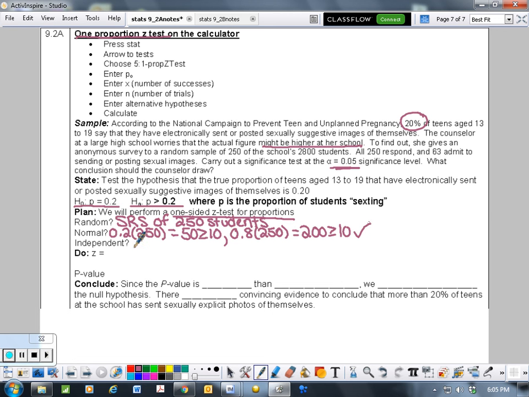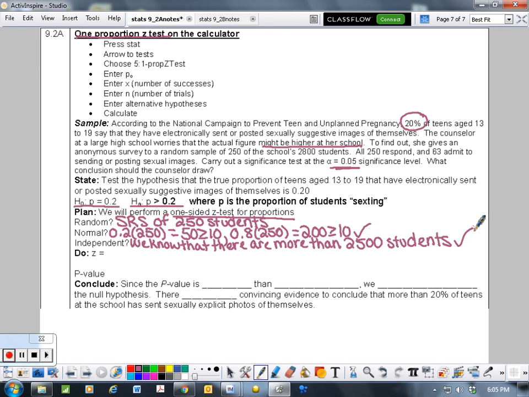Independent: we know that there are more than 250 times 10 students. In fact, they told us there are 2,800 students, so we're good. So we do know that.